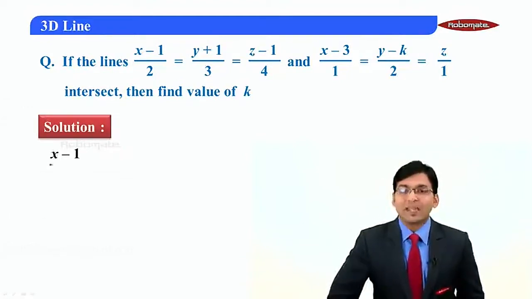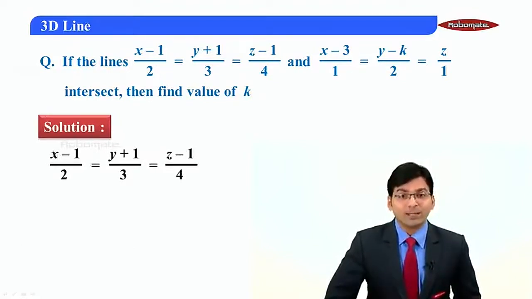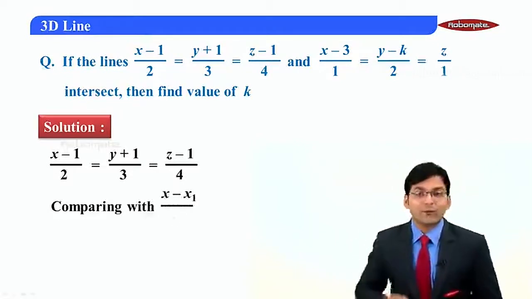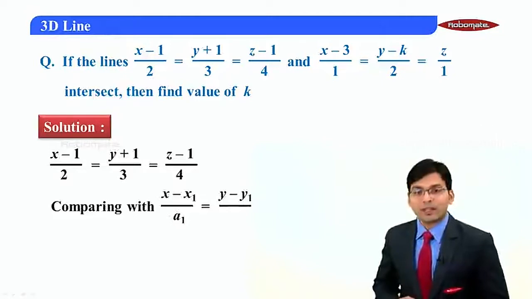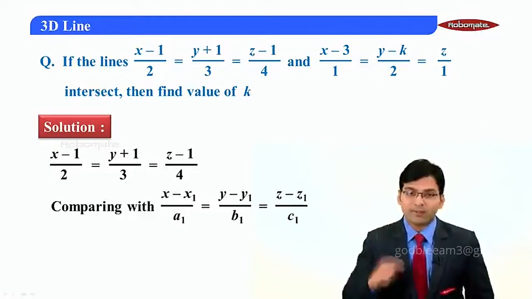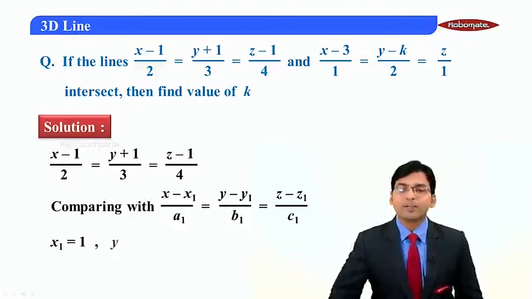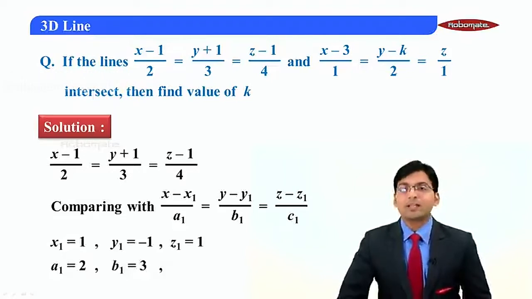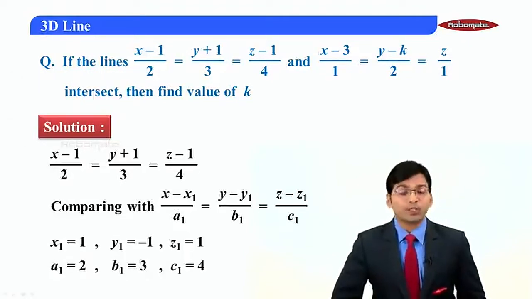Let us proceed. (x minus 1) upon 2 equals (y plus 1) upon 3 equal to (z minus 1) upon 4. We compare this line with the standard form (x minus x1) upon a1, (y minus y1) upon b1, (z minus z1) upon c1. And on comparison, we get x1 is 1, y1 is minus 1, z1 is 1. Similarly, we get a1, b1, c1 as 2, 3, 4.